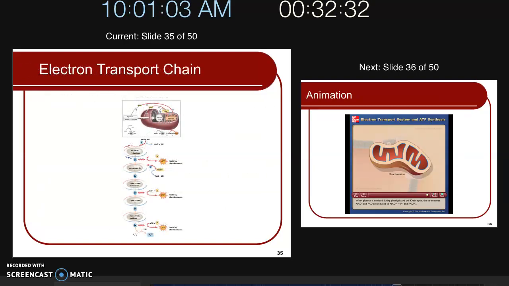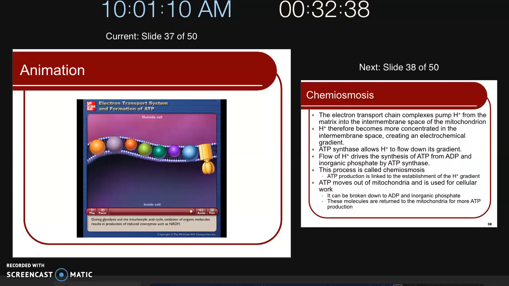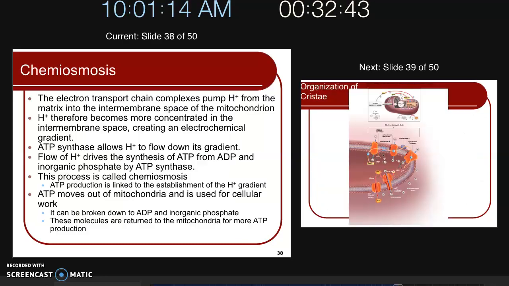Right, so here's your electron transport chain. Another animation that I will post. This one I won't. So the electron transport chain pumps hydrogen ions from the matrix to the intermembrane space of the mitochondria. This is chemiosmosis. The hydrogen ions become more concentrated in the intermembrane space, creating an electrochemical gradient.